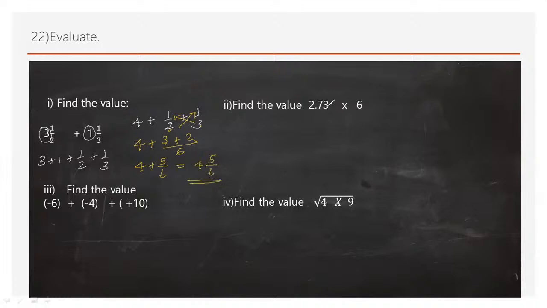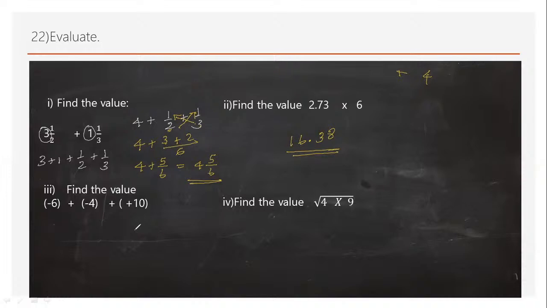Second one: 2.73 multiplied by 6. I always explain that when we are multiplying decimals, you can multiply first, then after that count the number of decimal places and separate. Now multiply by 6. 6 times 3 is 18, 1 remainder. 6 times 7 is 42 and 1, 43. 4 remainder. 6 times 2 is 12, and 4 is 16. How many decimal places? 2. Then 16.38 is the answer here.